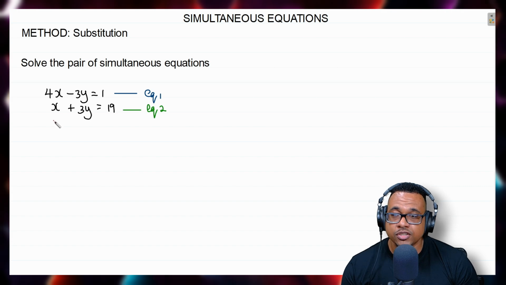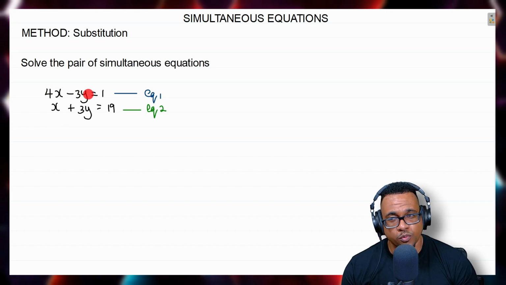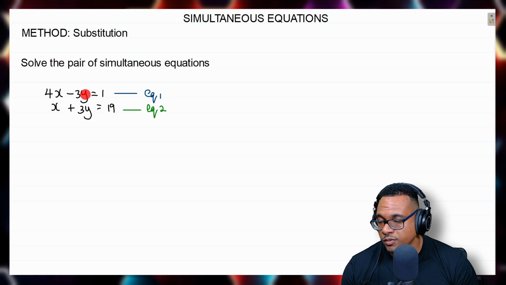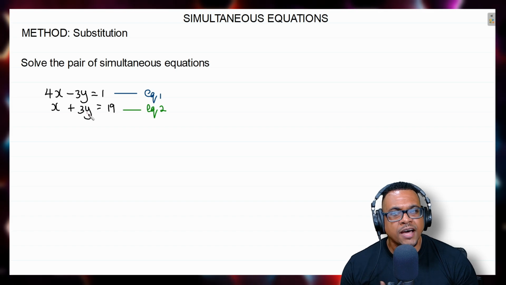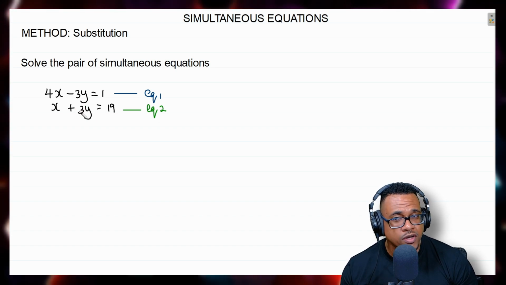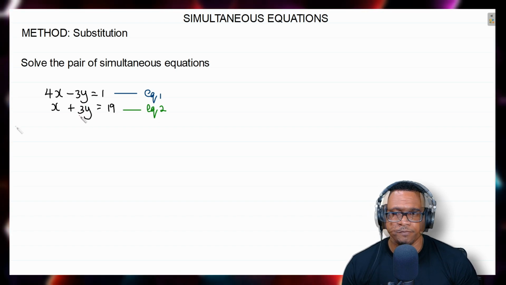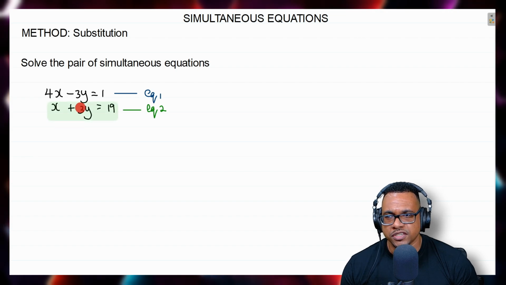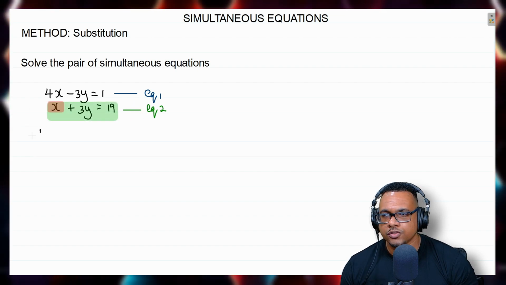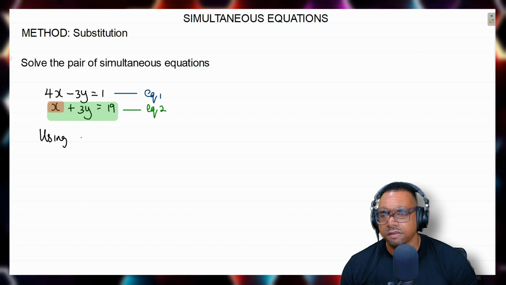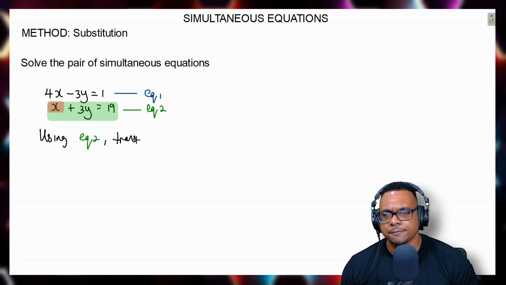Now, bear in mind, you could choose any equation. We could choose equation 1. We could transpose for x in equation 1. We could transpose for y in equation 1. Same thing, we could transpose for y in equation 2 as well. I'll do that after and show you what happens when you have a number besides 1 in front of your variable. So as I said, we are using equation 2, and we're going to transpose for x.